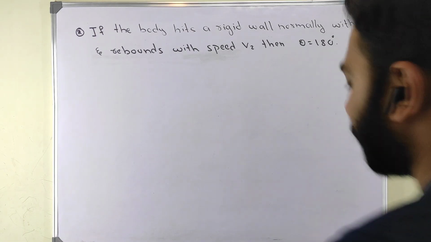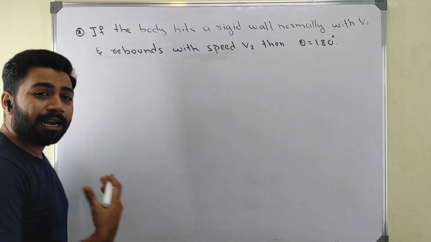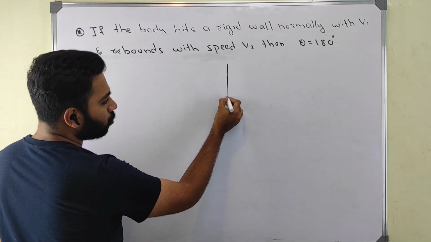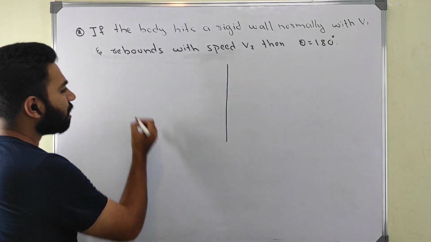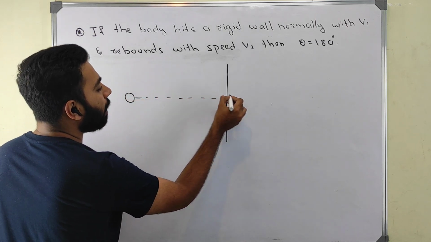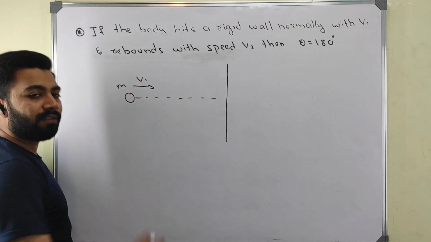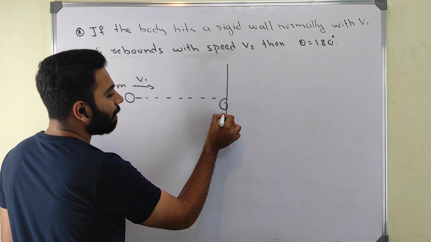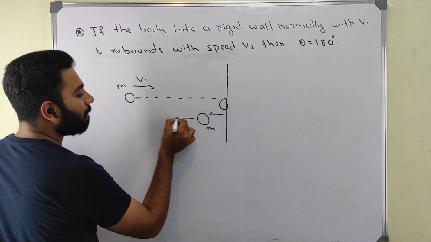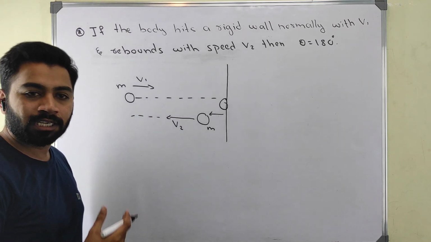Okay, students, see this case. If the body hits a rigid wall normally with velocity v1 and rebounds with velocity v2, then what is the change in momentum? See, try to understand this question. It is the same as the previous one. There is one wall. Here one body is hitting this wall normally, and this body has mass m and velocity v1. After hitting the wall, it turns back with the same mass, but its velocity is v2. Then they are asking what is the change in momentum.